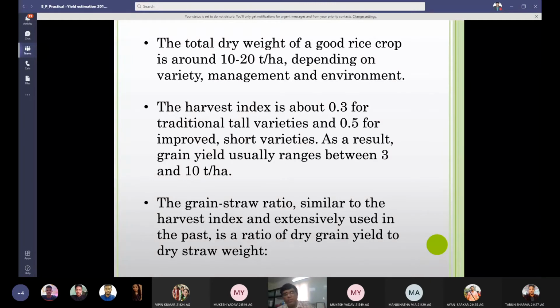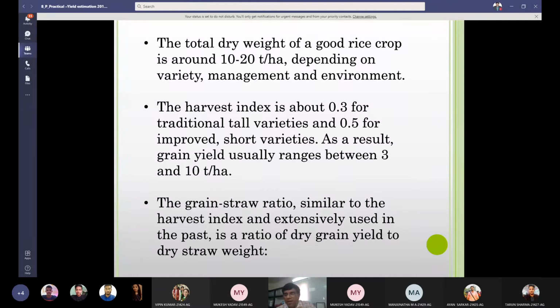Varieties which are tall, which are prolific tillering varieties, will give you more biomass than the short statured varieties. Good management will give you good biomass. Good environment will give you good biomass. Bad environment, maybe drought condition, maybe more insect pest and disease incidence, will reduce it.